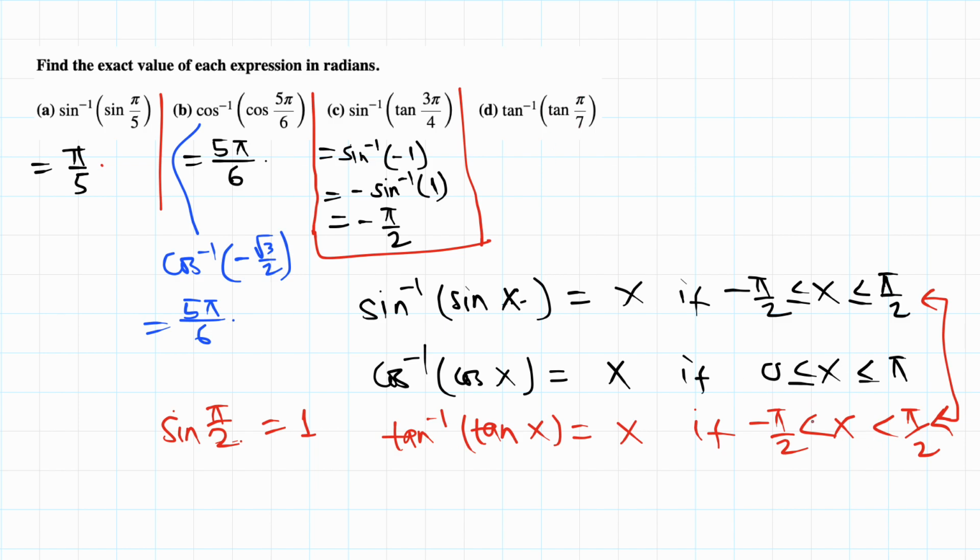But pi over 7 is clearly in the first quadrant, 1/7 pi. We can go up to 1/2 pi. So we can simply cancel. So the answer is pi over 7. Okay, that's final.